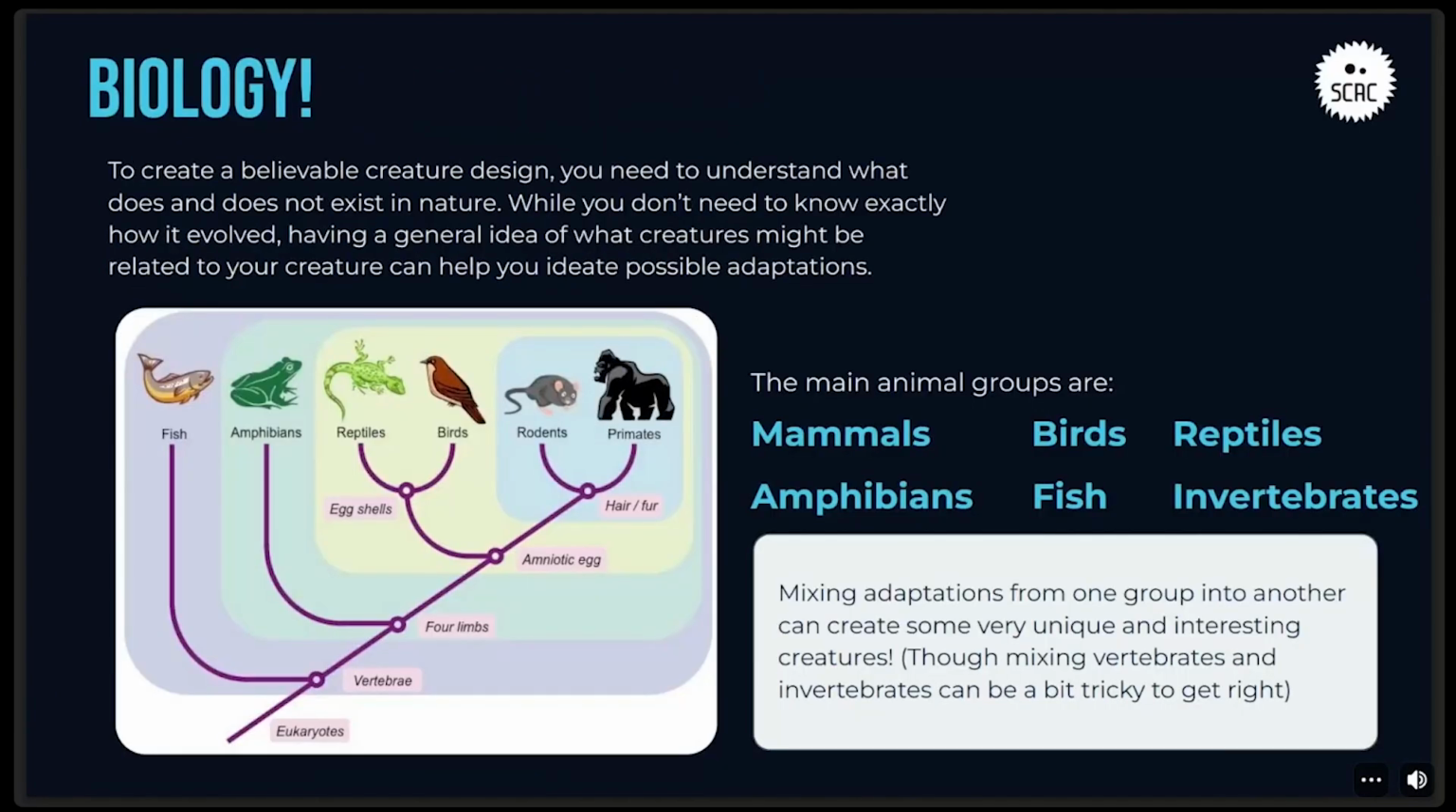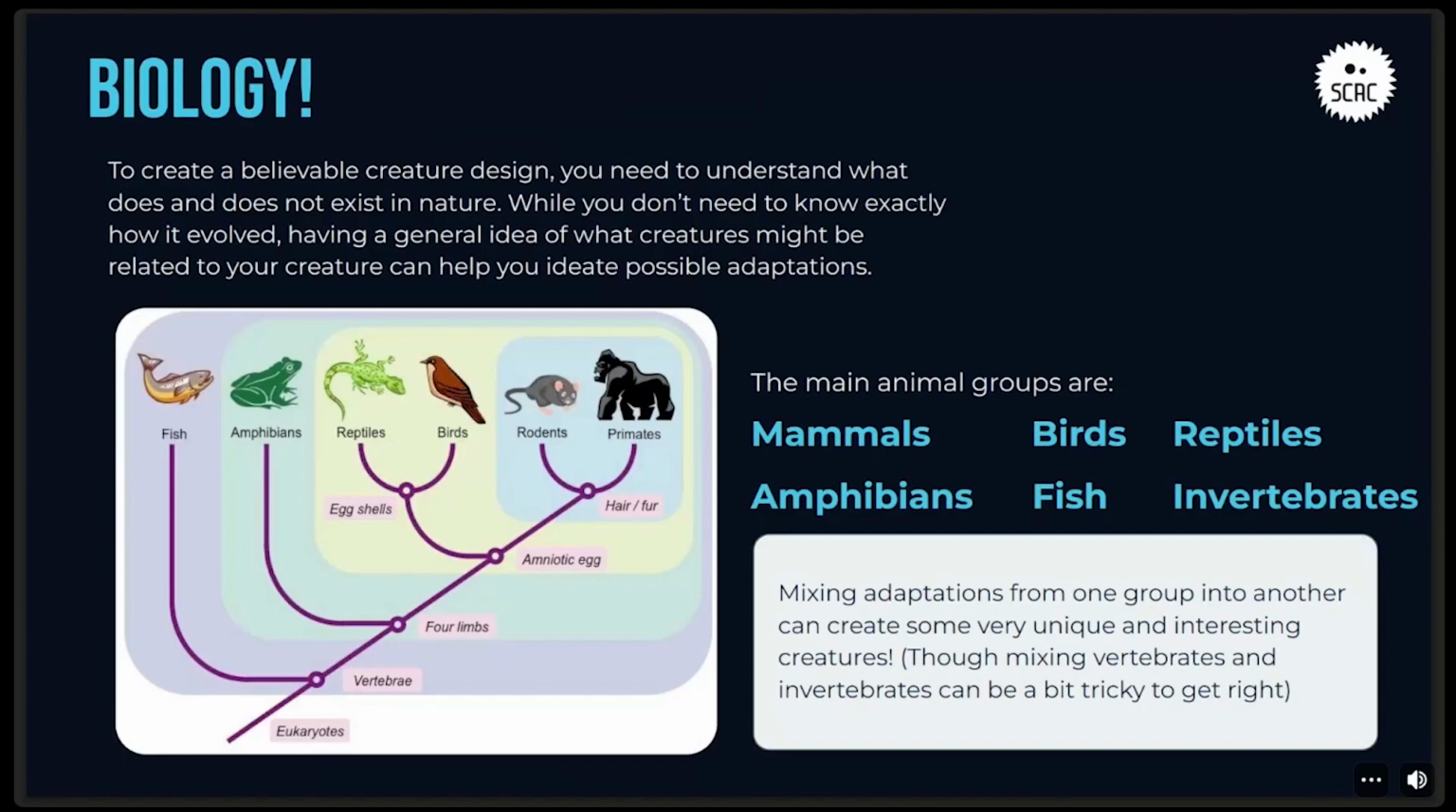Welcome to biology class. So, it's really important to understand what does and doesn't exist already in nature in order to create something believable or something intentionally unbelievable. Our animal groups, the main ones we've got here: mammals, birds, fish, reptiles, amphibians, and invertebrates. Those all evolved from a common ancestor. And when you're designing a creature, it's sometimes a good idea to think about where along that tree it branched off.